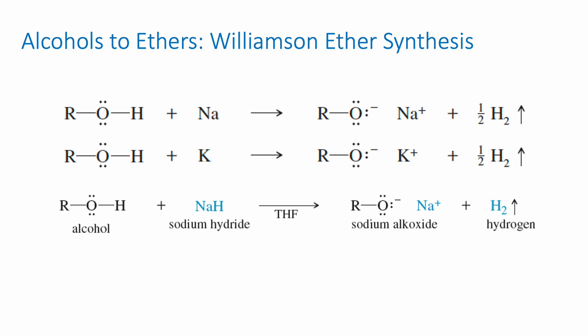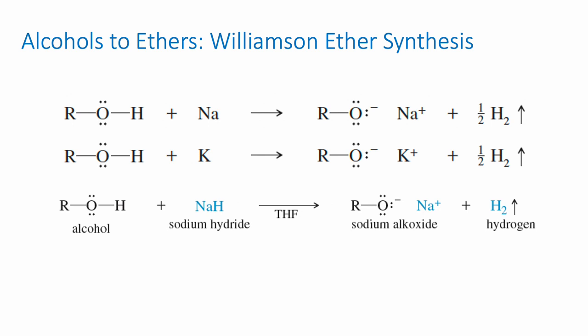But sometimes we don't want to make symmetric ethers. Sometimes we want the groups on either side of the oxygen to be different. We want a methyl on one side and an ethyl on one side, for example. We can't do that with bimolecular condensation, or at least not without making a big mixture of products. So a better way to do that synthetically is through what's called the Williamson ether synthesis.